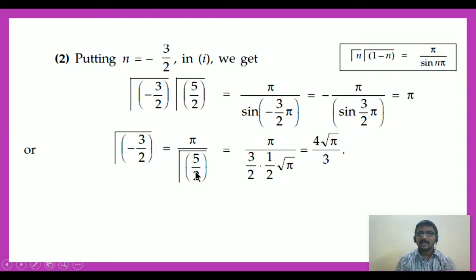For example, if there is gamma 7 by 2, then it will be 5 by 2, 3 by 2, 1 by 2 root pi. Suppose there is gamma 9 by 2, then it will be 7 by 2, 5 by 2, 3 by 2, 1 by 2 root pi. Now simplifying, pi by root pi is root pi. 2 into 2, 4. 3 by 4, the fraction is reversed here, that is 4 by 3 root pi. So it is the required value of gamma of minus 3 by 2. So using this formula, we can evaluate many gamma values for negative real numbers.